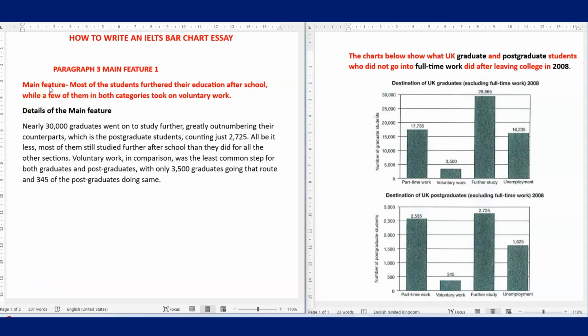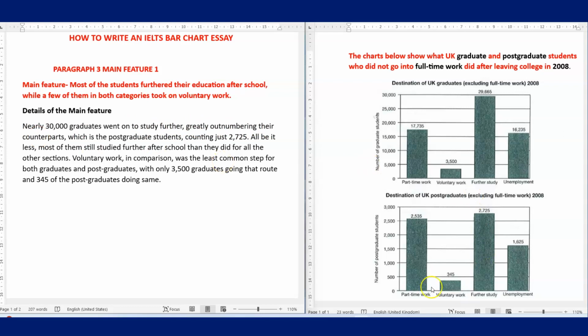With main feature 1, we will take our first feature and explain it in detail. We stated that most of the students furthered their education after school, while a few of them in both categories took on voluntary work. That is what we said. So we are going to explain it with details and add facts and figures. Nearly 30,000 graduates went on to study further, as you can see, 29,665 graduates, greatly outnumbering their counterparts.